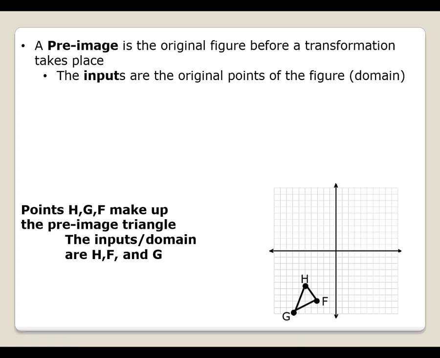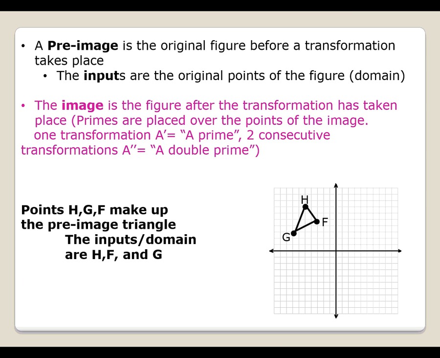What's going on? All right, so for example, points H, G, and F make up the pre-image triangle. So the inputs or our domain are actually the points H, F, and G. So this is the shape before it has moved all around. So get excited. Okay, now after the figure has moved, which in this section we're going to talk about when they translate, which is when they slide.